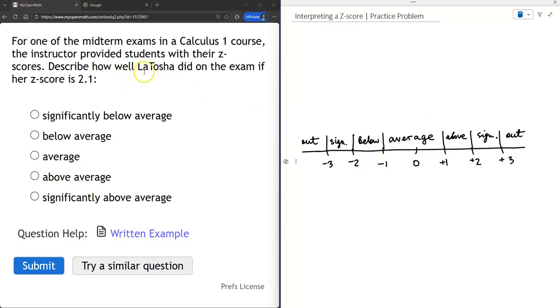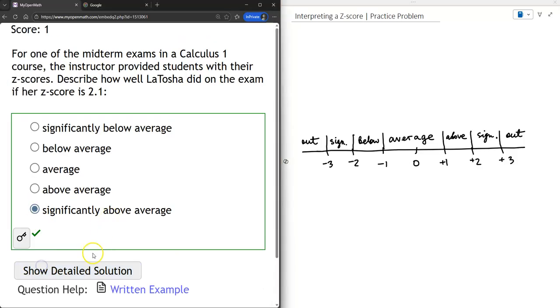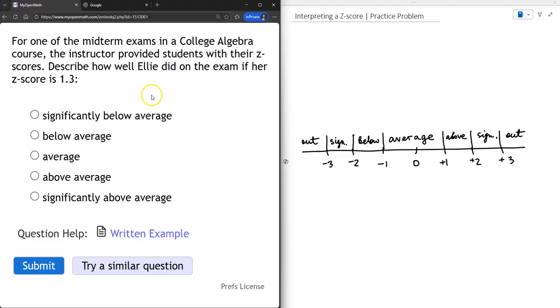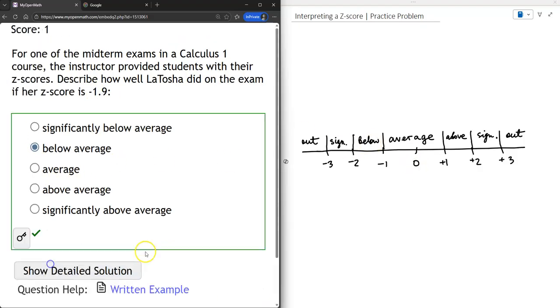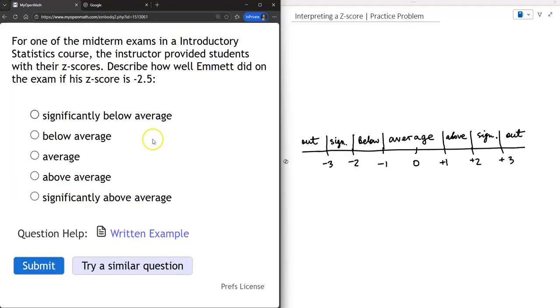So in this problem, Latosha scored 2.1. 2.1 is significantly above average, and Latosha should know that. Let's try another problem. Ellie scored 1.3. 1.3 is just above average. Latosha again scored -1.9 this time. -1.9 is below average.